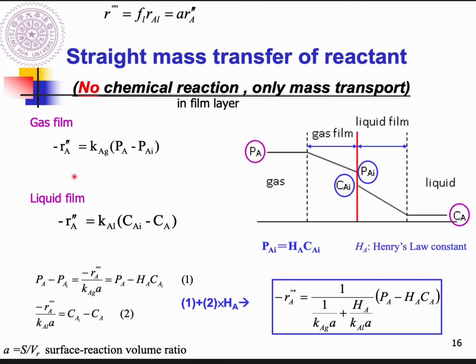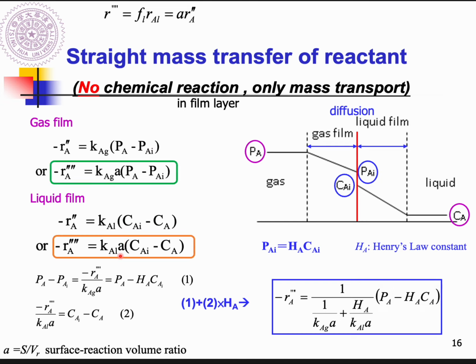But the unit here is per interfacial area. But as we mentioned before, in fluid reactions, the unit should be per reaction volume, right? So how do we convert? You have this one, and we want to express it per reaction volume. So you multiply by a, the interfacial area per volume. So we get these results times a, and we got the per-volume rate, and the same idea for the liquid film, you get the per-volume rate times a. Okay, so focus on these two equations.